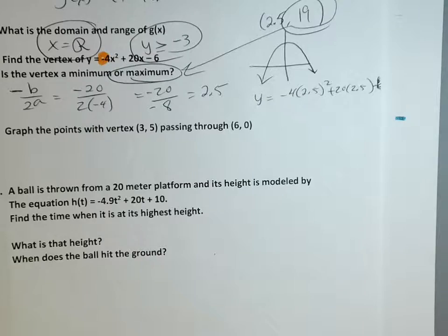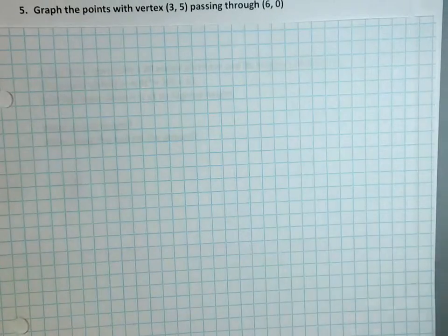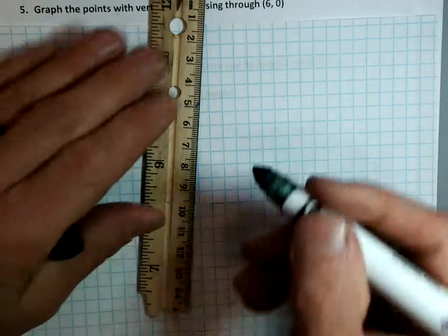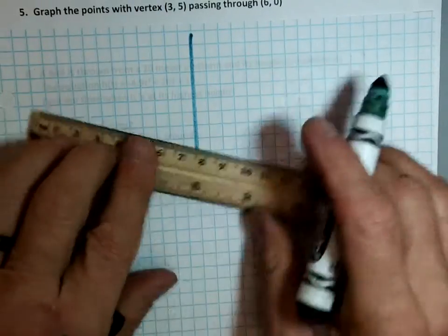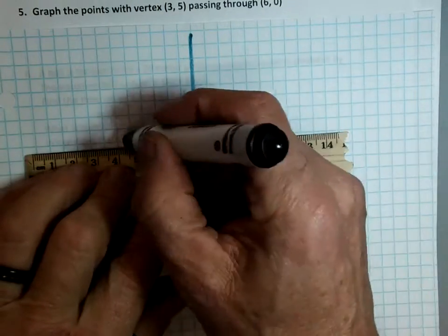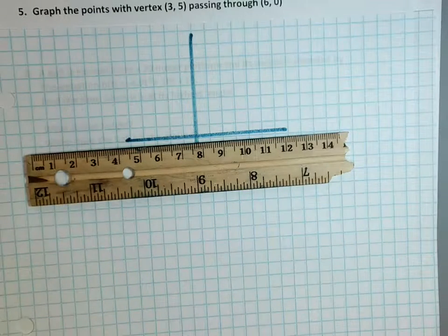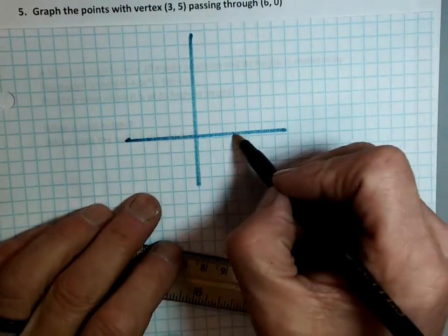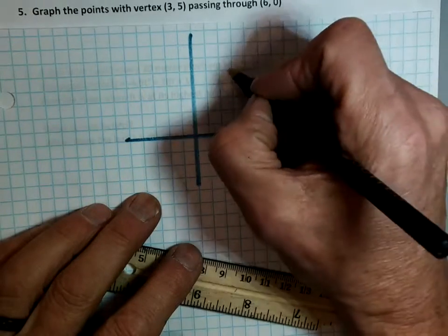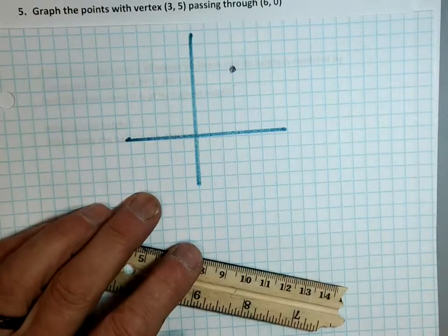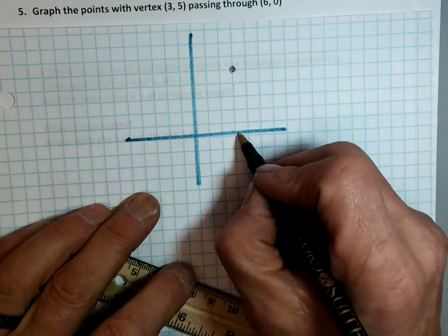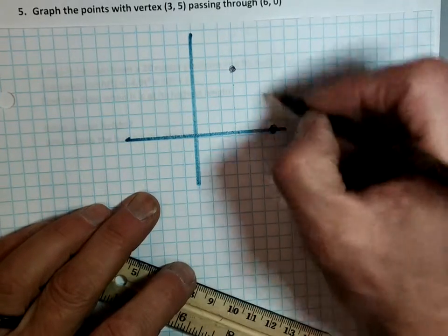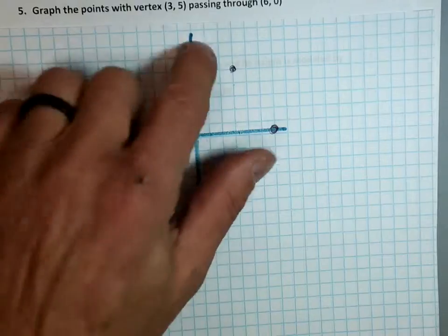This is graph. Okay, I can do that. Okay, so let me get my graph out. And let's take a look at this one. Okay. Shade. So, let's do it. First of all, I have a point at 3, 5. Okay. That's my vertex. And it passes through 6, 0. This is my vertex, right? That's my vertex.